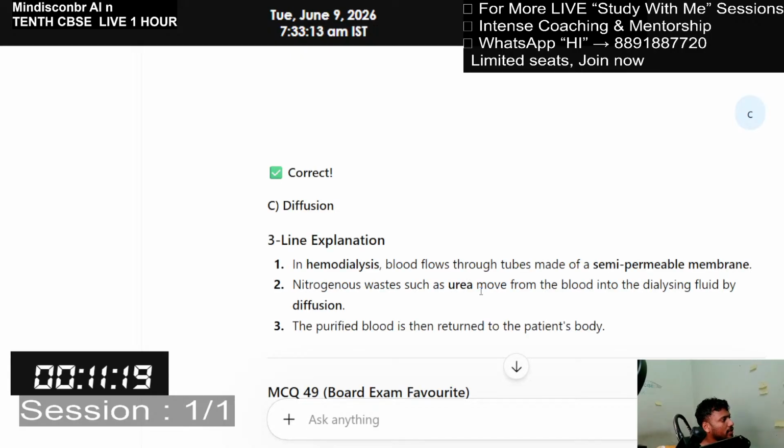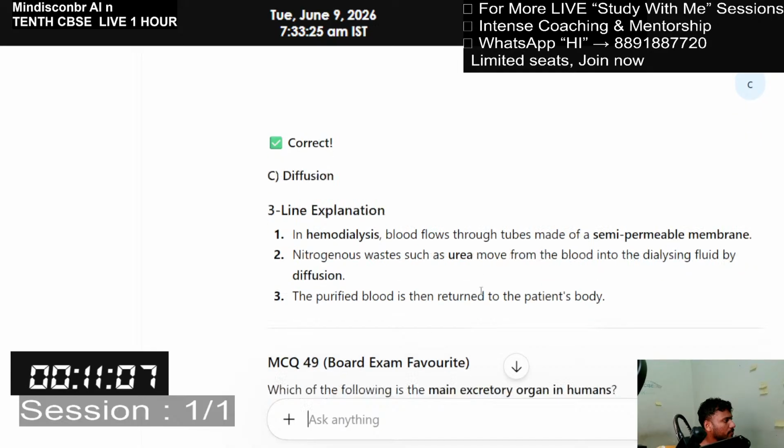In hemodialysis, blood flows through tubes made of a semi-permeable membrane. Nitrogenous wastes such as urea move from the blood into dialysing fluid by diffusion. The purified blood is then returned to the patient's body.